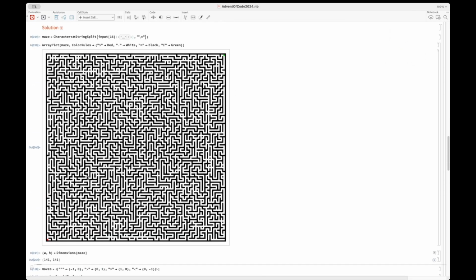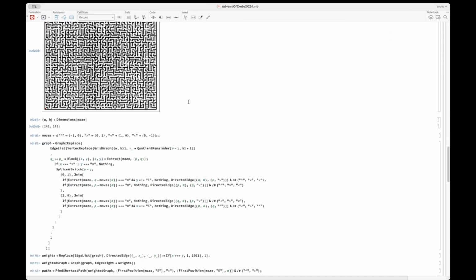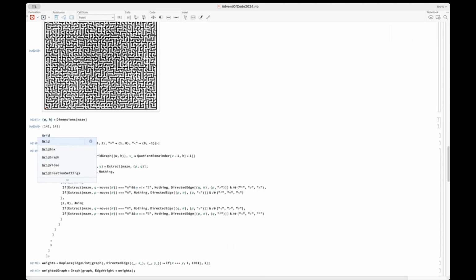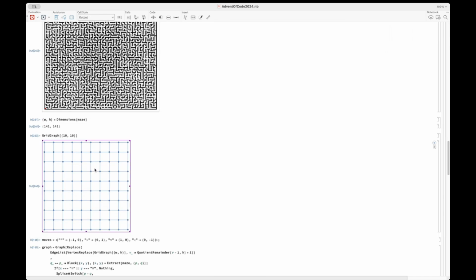So usually I solve these mazes by making a surgery of the grid graph. As soon as you have the dimensions, you just make a grid graph. It's very easy. This is a big one. It takes a while to render, so usually I don't render it. So this is just a smaller version of it.